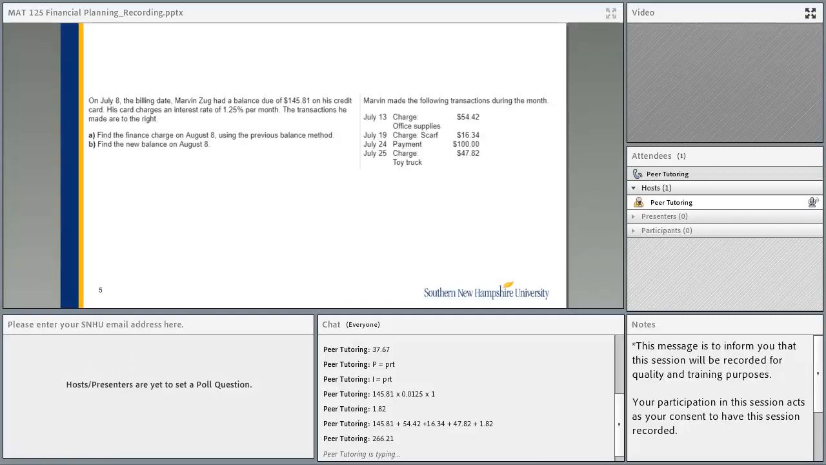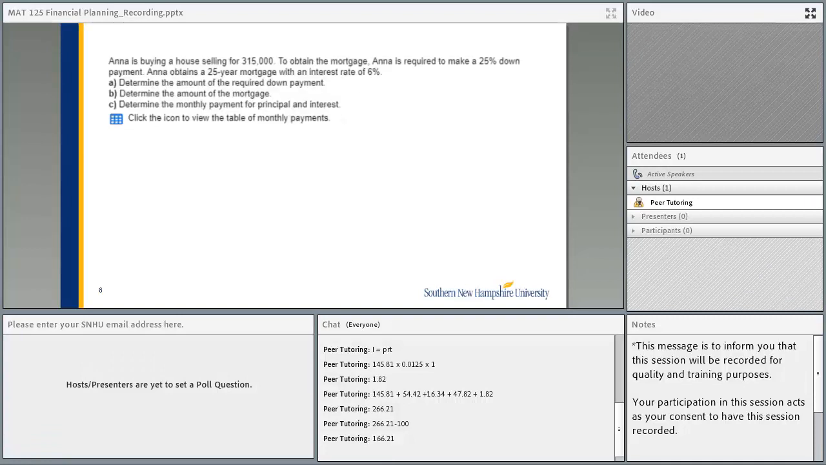Okay, with this number, don't forget that Marvin made a payment of $100. So we have to subtract this 100 from our sum. So we get $166.21. So that would be the new balance on August 8th. So part A, we found the finance charge, and then part B, we added up all the charges, the initial balance due, we added that finance charge in, and then we subtracted that payment.